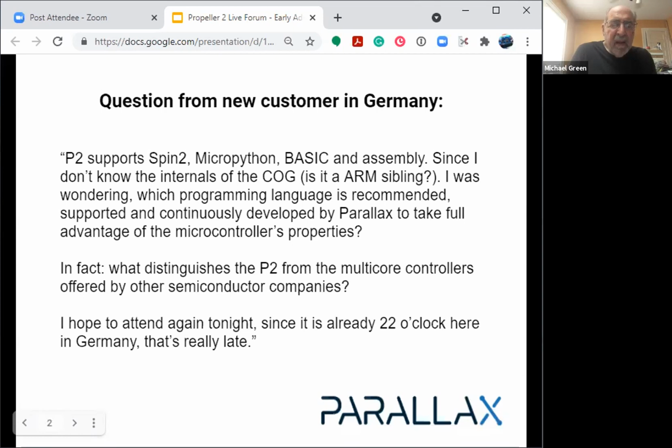Yeah, this is Mike. It's really Spin and assembly, and it also supports C. They didn't mention that. Okay, Spin, assembly, and C, and running on which platforms?